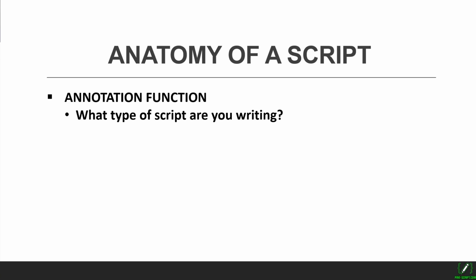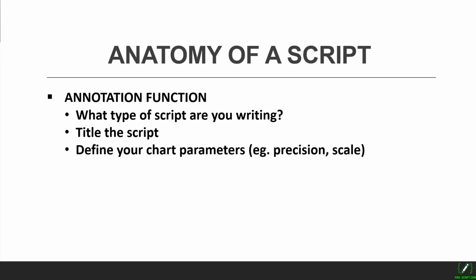The purpose of the annotation function, other than just defining what type of script you're writing, is also to title the script. So you can assign a title to your script using this annotation function. You can also define your chart parameters, for example, your decimal precision, which scale you want to draw on. We've got the left and right scale on your price chart. You can tell your indicator to draw to the left scale if you want to. You can change the precision.